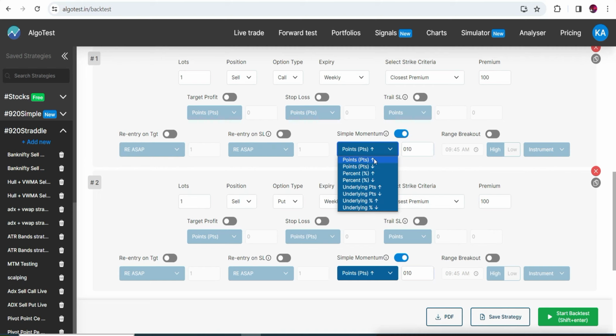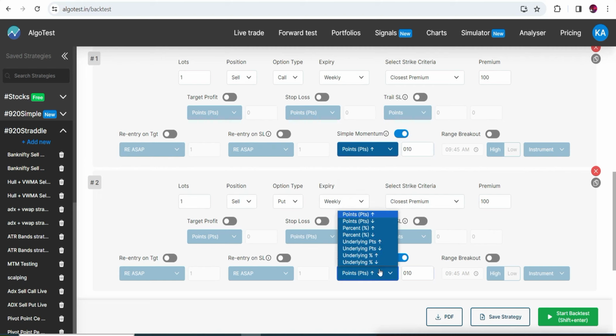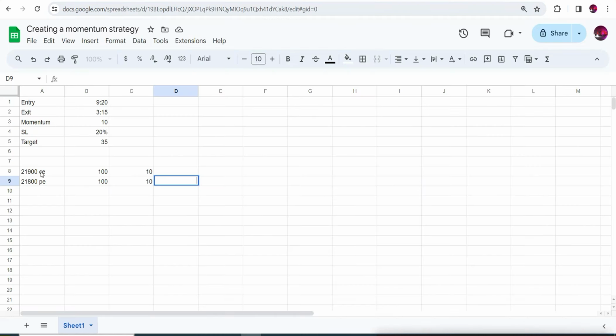So assume we selected upside arrow here. Here we also selected upside arrow. Upside arrow means that the market moves 10 points above. Let's open this. At morning 9:20, as I have explained, it selected a strike whose premium was 100, 21,900 CE and 21,800 PE. Now if the market moves 10 points above, from 100, 10 points above means 110.